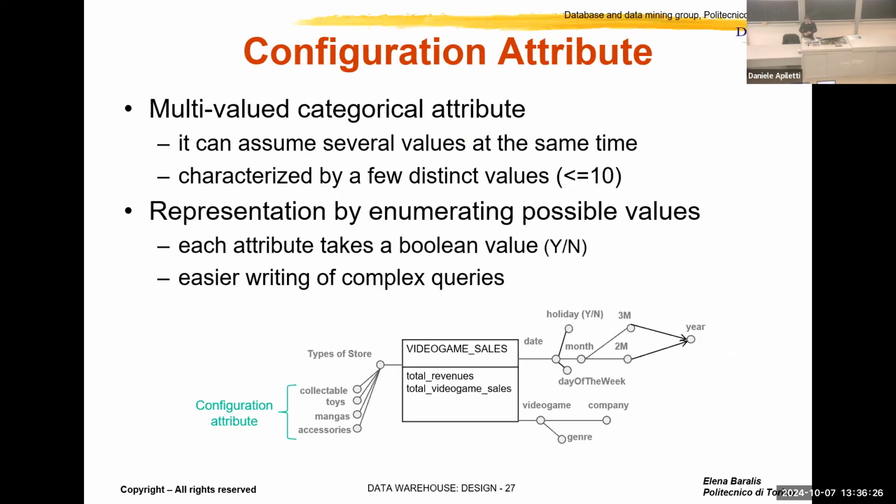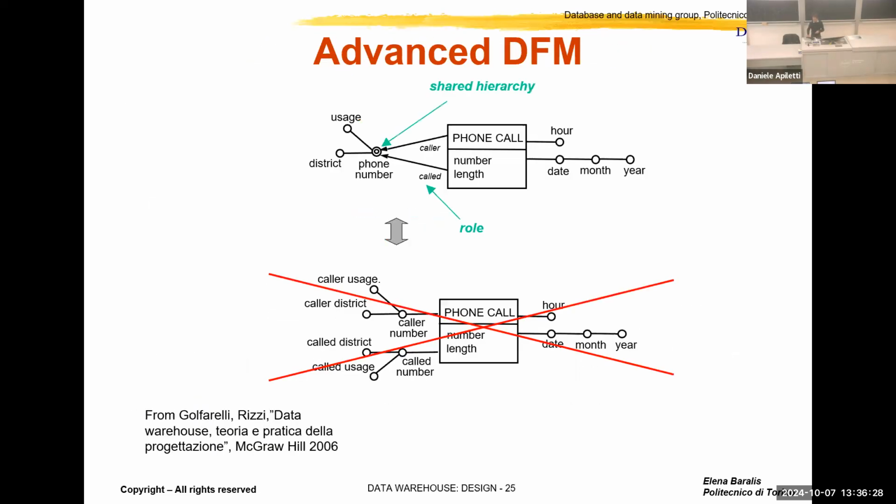Then the last was the configuration attribute, so that was the average. That was, yeah, the shared hierarchy. If you have two hierarchies which have the same domain, which means they contain the same data basically, even if with different meanings, like I'm calling from a number to another number, but the numbers which can be receiving the call or sending the call are the same domain, you use a shared hierarchy.